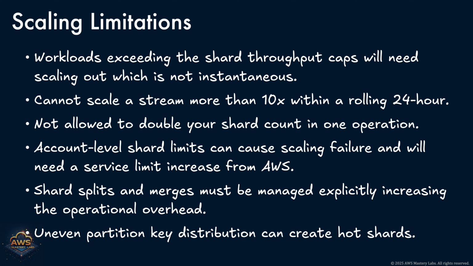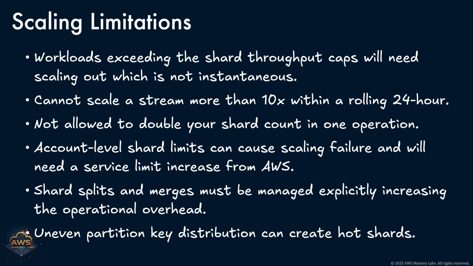When working with Amazon Kinesis data streams, understanding its scaling limitations is crucial for designing resilient and responsive data pipelines, especially at high throughput levels. At the heart of Kinesis scalability lies the concept of shards, each offering a fixed throughput. To handle more traffic, we add shards. But this horizontal scaling comes with several important caveats.